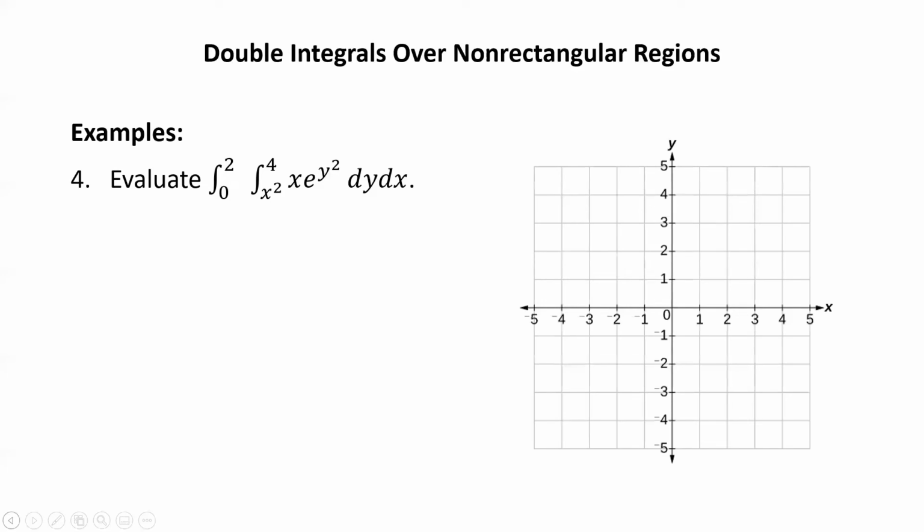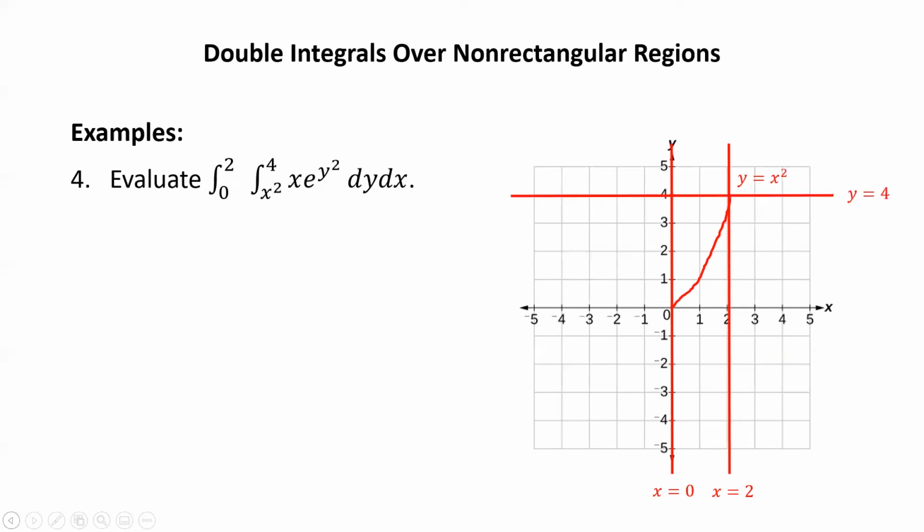Since the outer limits are dx, the region is trapped between x equals 0 and x equals 2. Now for the inner limits, we have y equals x squared, and it's going up to y equals 4. So the region is this shaded part in yellow. Notice when I drew the picture, I did it as a type 1 region. So we're thinking of it as between 0 and 2 on the x-axis, and going from the lower curve, which is y equals x squared, to the upper curve, which is y equals 4.